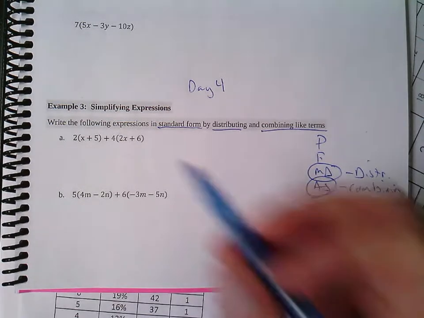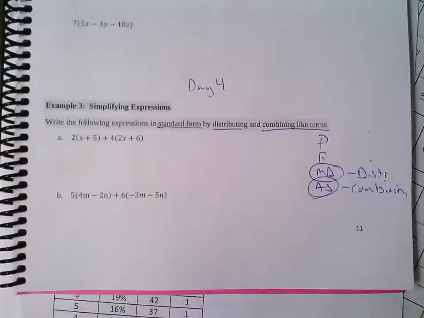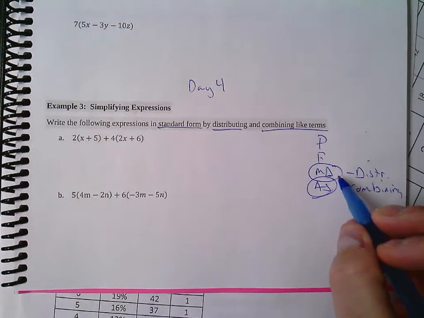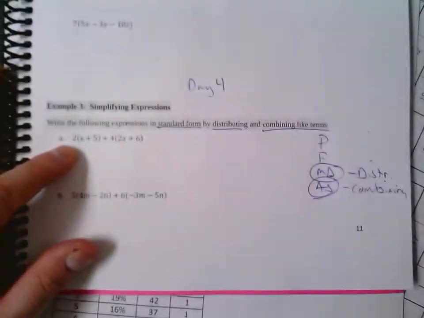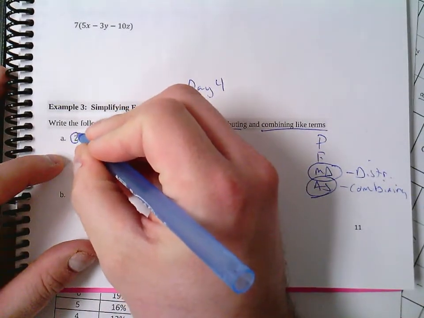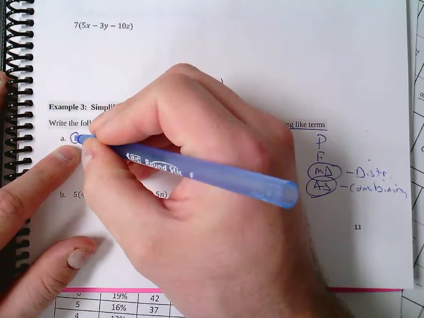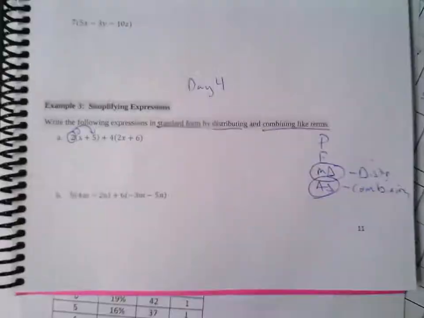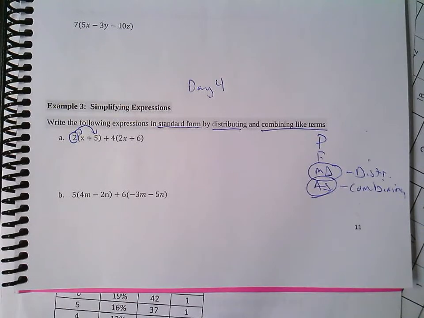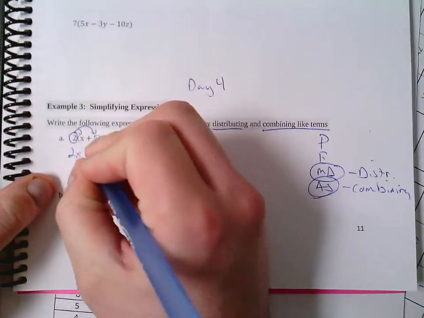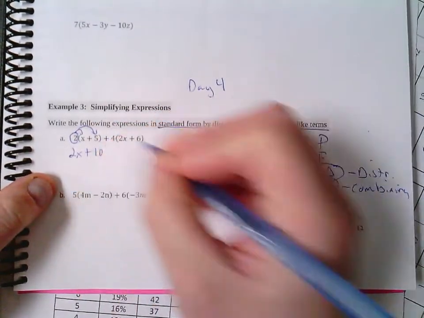All right, so our first one, I got one that's all positives because that way we don't have to worry about our signs that much. But we're going to go through, and the first step is to distribute. Now, what gets distributed? In this particular case, the number that's out in front of the parentheses gets distributed to what's inside the parentheses. So in that first part, the 2 gets distributed to the x and the 5. So we have 2 x's, which would be 2x, and we have 2 5's, which would be 10.